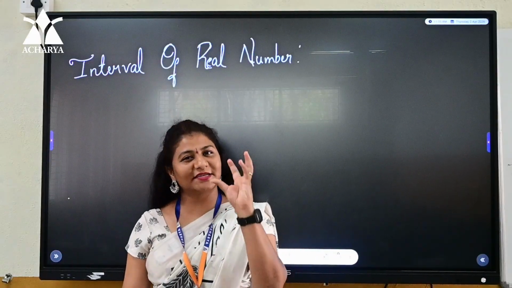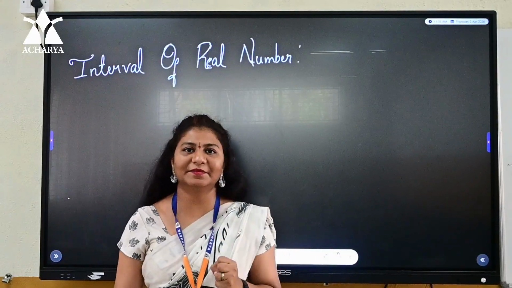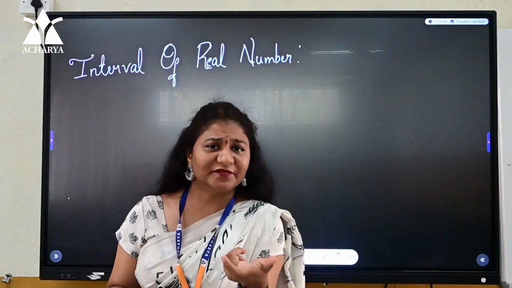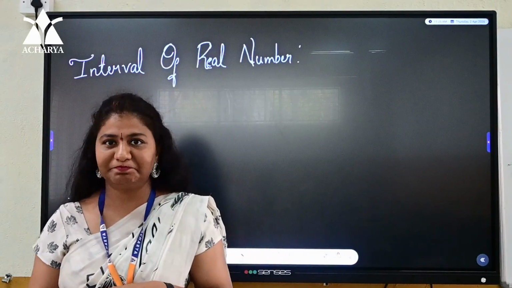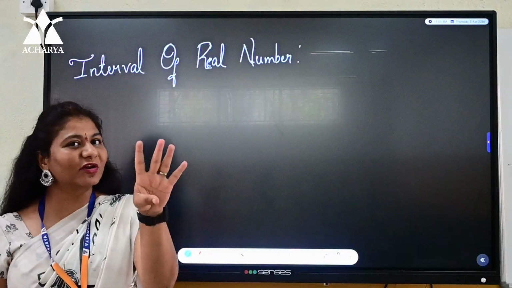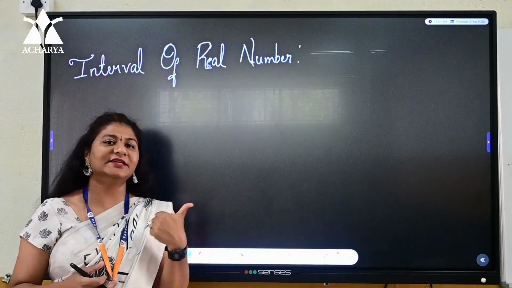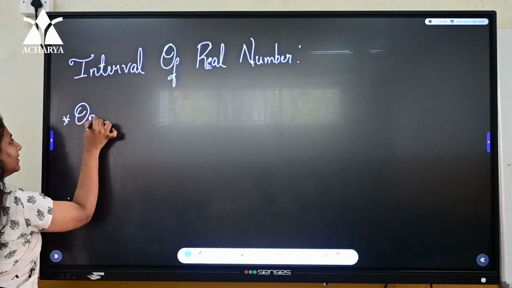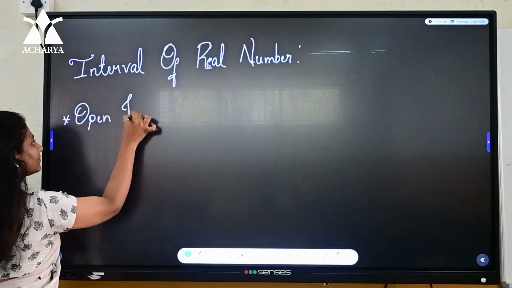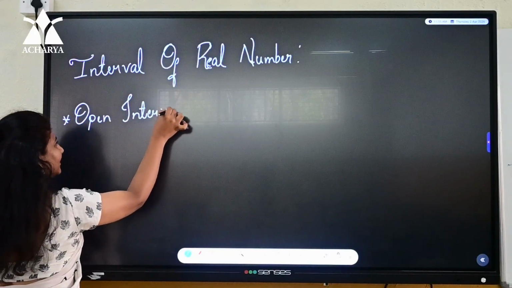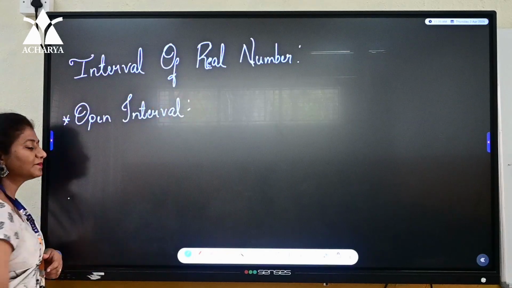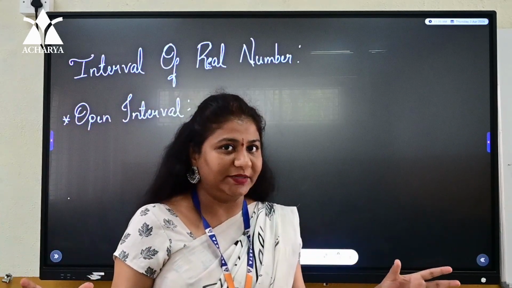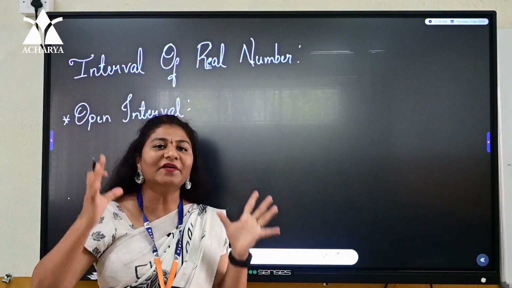Here we are discussing a small part of the real numbers called an interval. For any kind of function, when you are defining the function, it takes an interval. There are 4 kinds of intervals. The first kind is the open interval. In a simple way I will define it: when you are taking the endpoints, they are not included in that function.